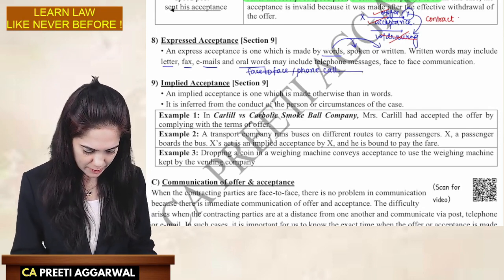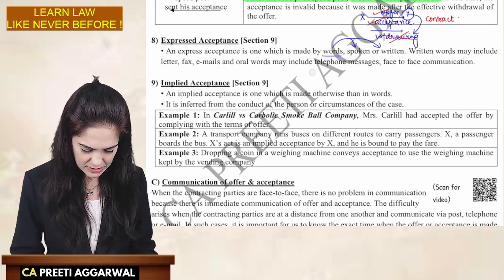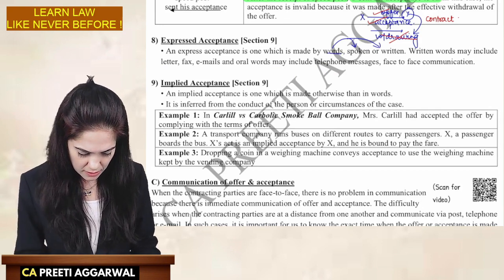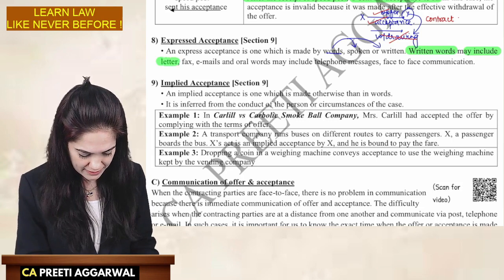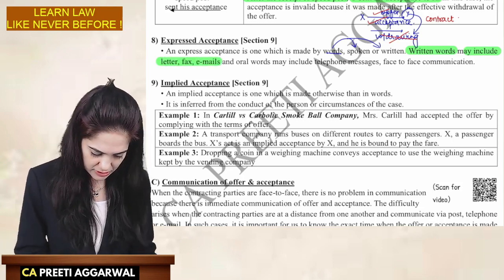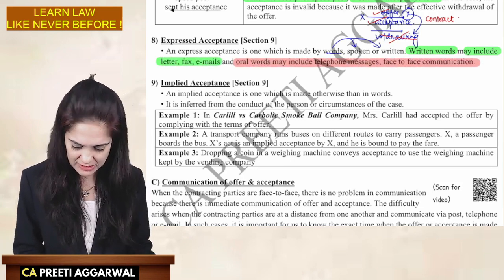I'll just highlight it properly. Just see this. Written will include letter, email, fax. Oral words will include telephone, face-to-face, etc.